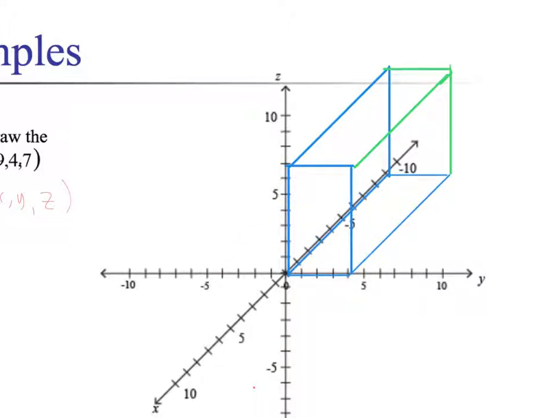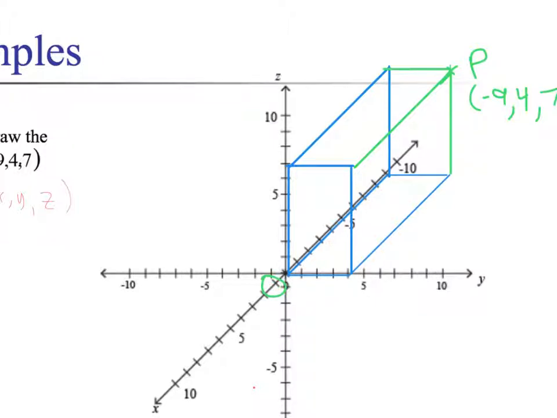So we'll put point P here, which again is -9, 4, 7. And again, the origin is O. And all we have to do now is draw a line from the origin to that point P, which I will draw in red. And then that will be our position vector OP.